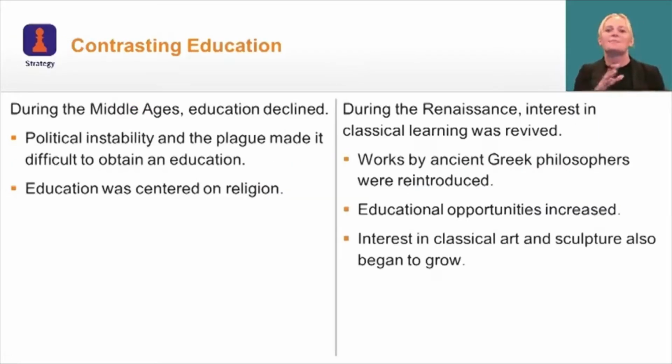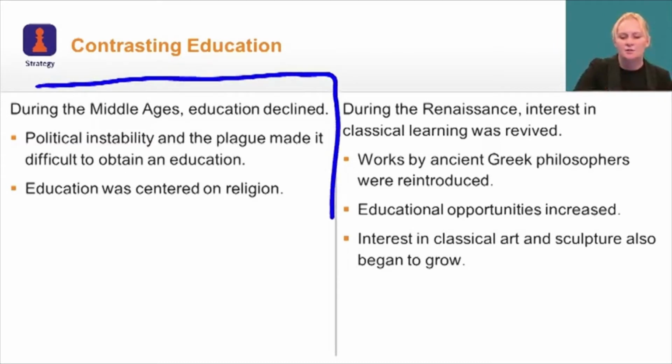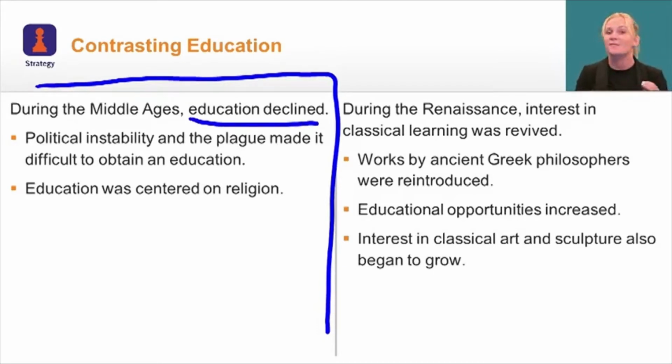Let's compare and contrast the Middle Ages to the Renaissance. I've broken this down into two different sections and listed them out for you. It's really easy to contrast opposing ideas if you list them like this. So let's take a look. During the Middle Ages, education declined. That's important to remember. Political instability and the plague made it very difficult to obtain an education, and education was centered on religion. If you wanted to understand how the world worked, you went to church and had a preacher or a minister reading to you from the Bible and telling you how the world worked in a more religious setting.